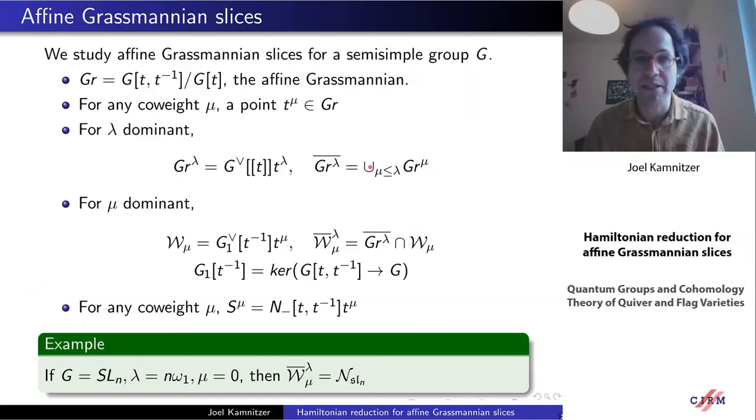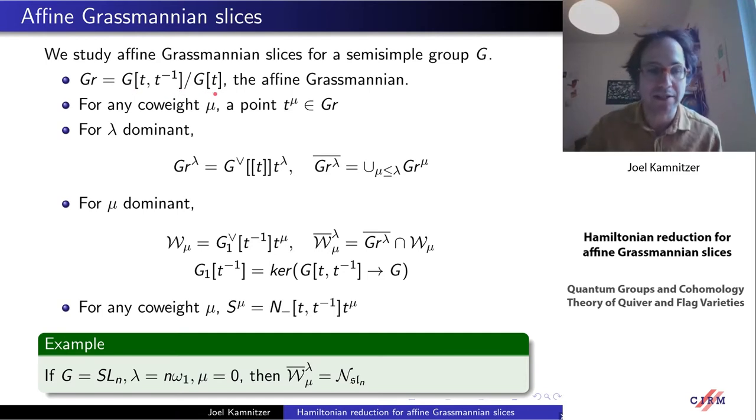We begin with a semi-simple group G, and we form its affine Grassmannian. We take the points of G over Laurent polynomials and divide out by the points over polynomials. So it's an infinite dimensional variety. For any co-weight mu of our group G, we have a point in the affine Grassmannian. These are precisely the fixed points for the torus action on the affine Grassmannian. And then if we have a dominant co-weight, we can consider these spherical orbits. Sorry, I realize a small typo. That should be G and not G check there. Anyway, that G check should be gone.